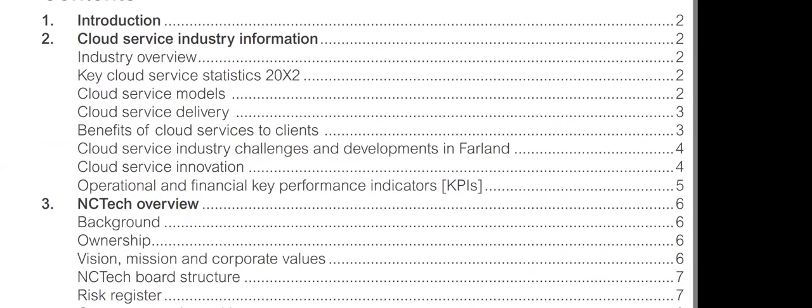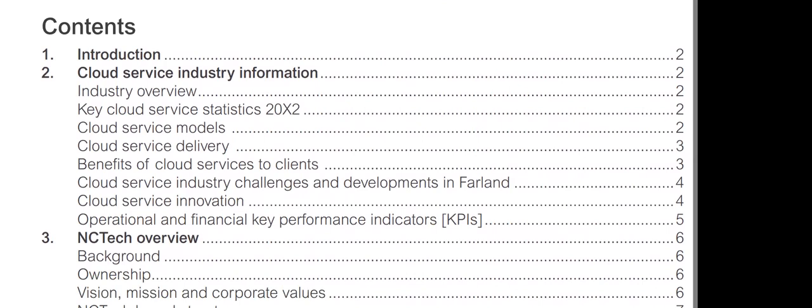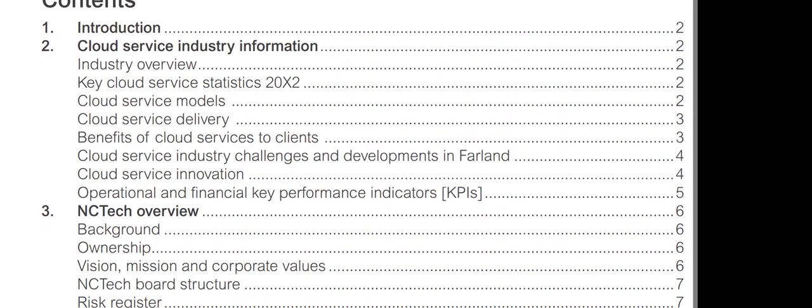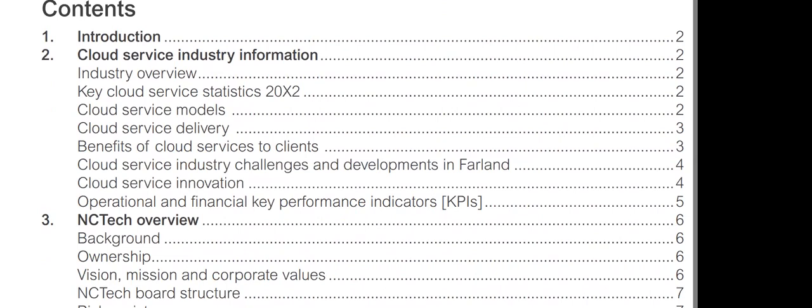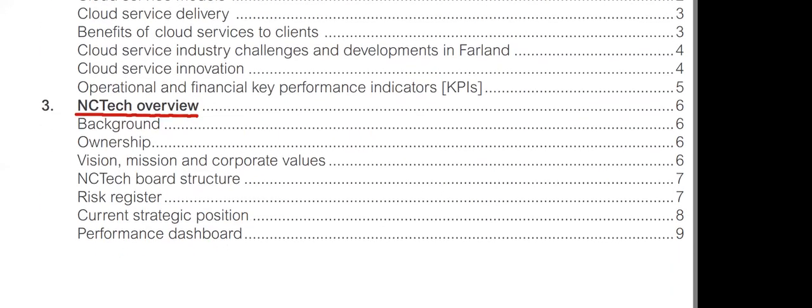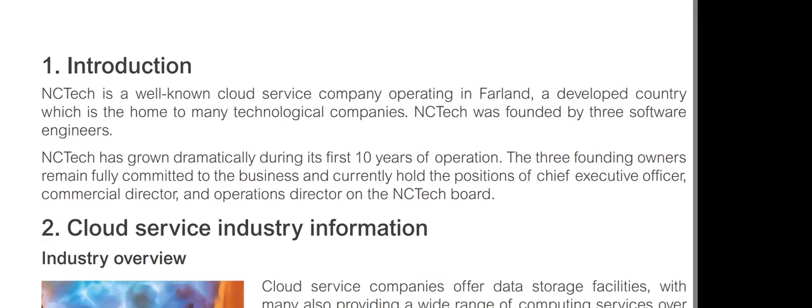So let us have a look at it. It's an 11-page document. This is the contents page where you have the introduction. You have been supplied with the industry information, and then you have been given the company information. So there are three main sections. Let us have a look at each of these.